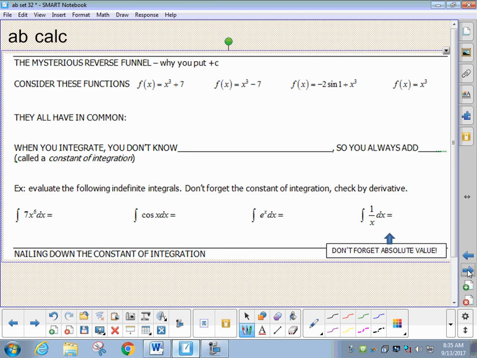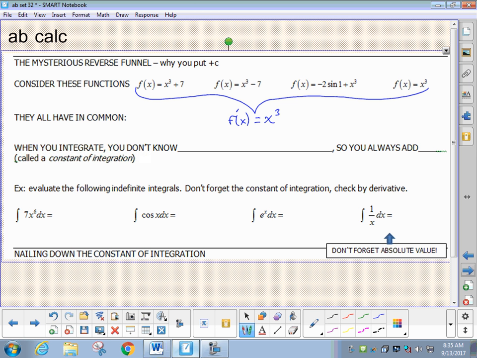And that would have had a derivative of 3x squared. Yeah? Could it have been x cubed plus 7? Well, that's the next thing, the mysterious, what I think of as a reverse funnel, or why you put a plus C. All of these, f of x equals x cubed plus 7, f of x equals x cubed minus 7, f of x equals negative 2 sine of 1 plus x cubed, and f of x just straight up x cubed, they all have in common the same derivative. When you take the derivative of all those, they're all going to give you a derivative of 3x squared. Even the sine one, just thrown in there to remind you that sine of x is a function. Sine of 1 is a constant. You with me? Okay. All right.